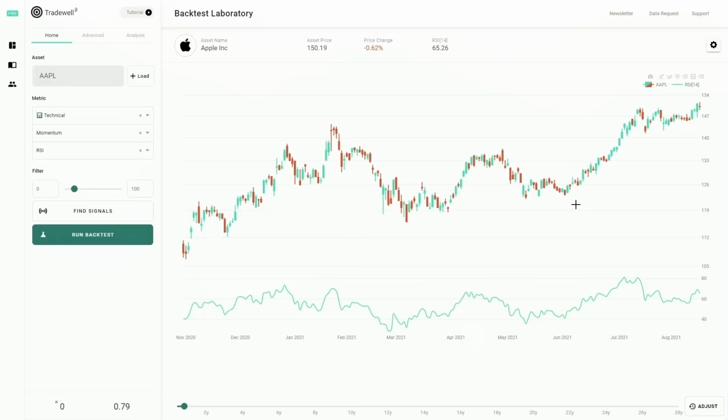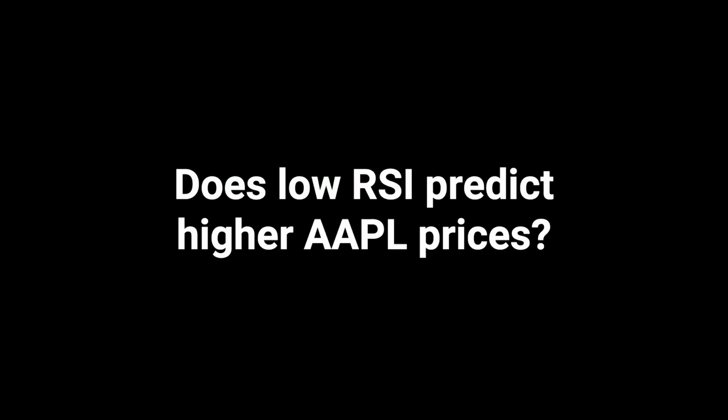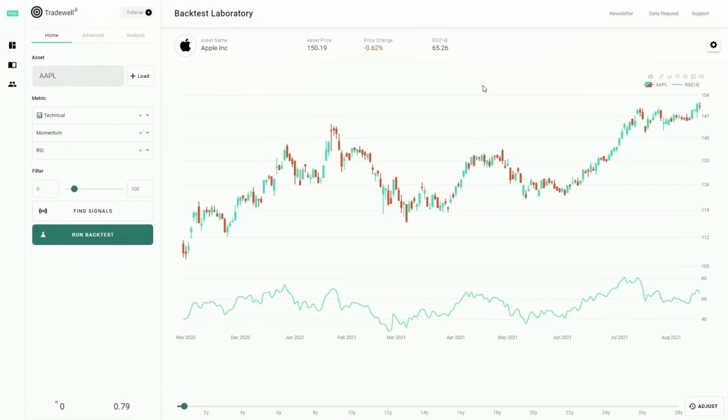You'll notice that the indicator RSI is preloaded in the line chart, right below the candlestick chart. The indicator measures price momentum. So if a trader wants to know if buying dips in Apple stock is a good strategy, one way to answer that question is by confirming whether low RSI values today result in a rise in prices of Apple stock tomorrow. With Tradewell, analyzing these types of data relationships is really easy to do. Let's take a look at how easy.